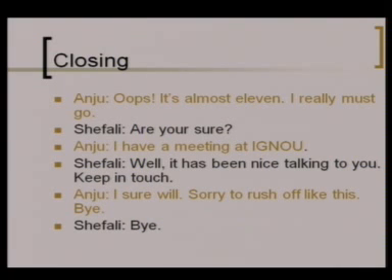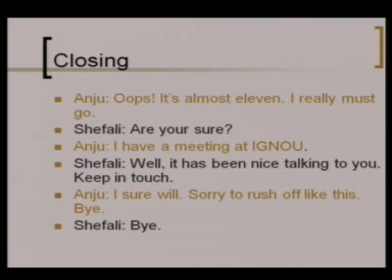Now Anju apologizes because she has to stop the conversation midway and go away. She says, oh, I sure will. Sorry to rush off like this. Bye. I say bye. Now look at this closing. We must know how to close a conversation nicely, not abruptly. So this is nice, because I need to go away. I look at my watch. I cannot talk anymore. Now I need to inform my listener, the other person with whom I'm talking, that we need to put an end to our conversation.